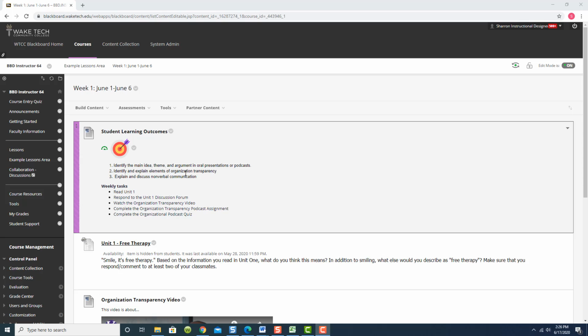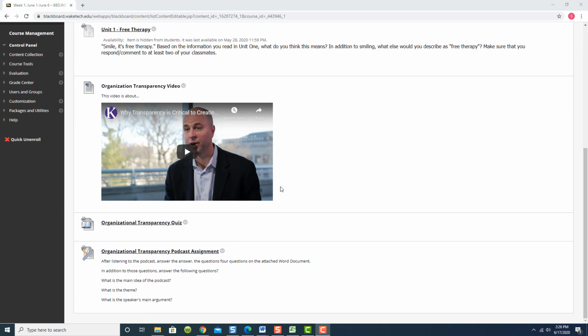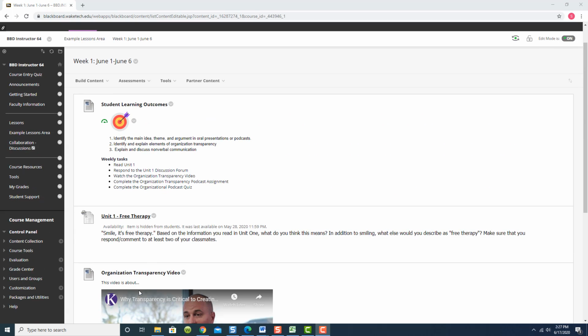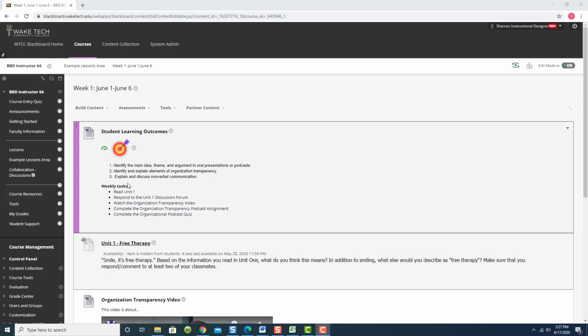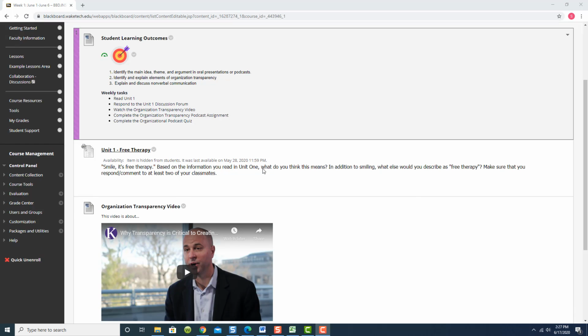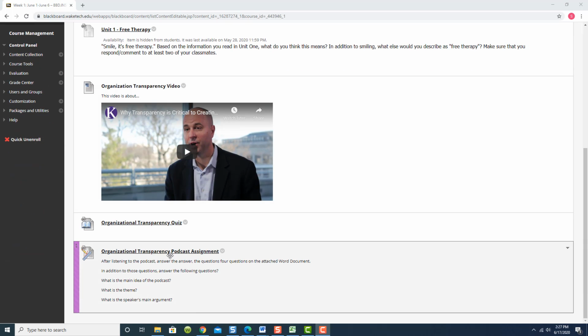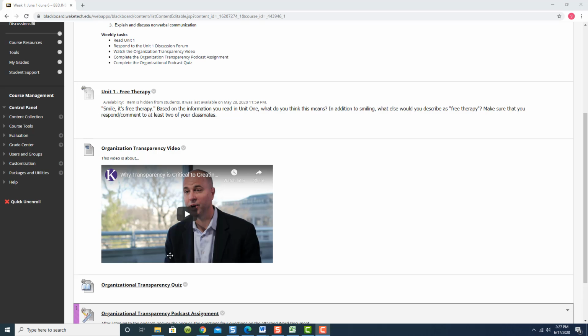So for the first SLO, you see identify the main idea, theme, and argument in oral presentations or podcasts. This is aligned to this assignment down here, where they're listening to a podcast, and as you can see, they're answering questions about the main idea, theme, and argument. And then if I scroll back up, you see the second one is identify and explain elements of organizational transparency. That is also related to this assignment right here. There's a word attachment with some questions about organizational transparency within that assignment.